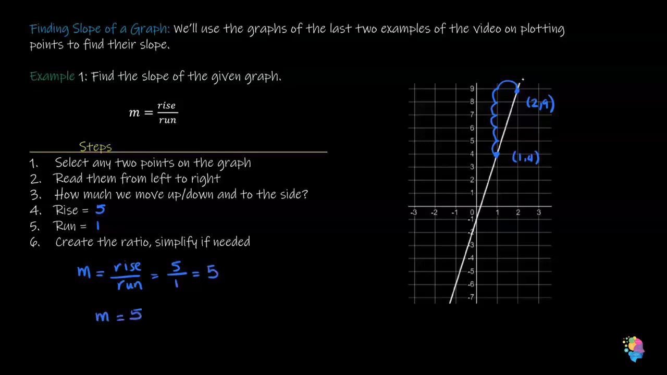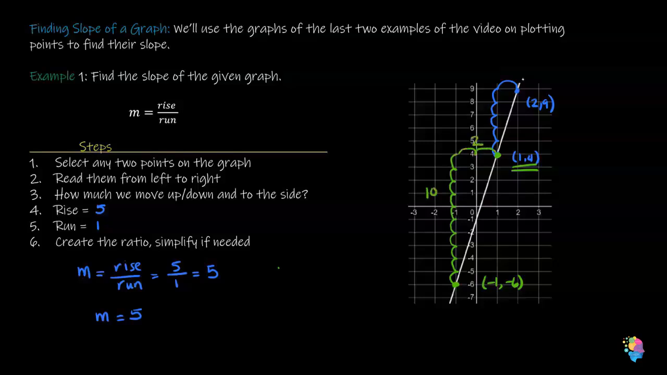Now, you don't have to select the points that I did. You can select any points that you want. For example, if I had selected, let's say, one from down here at (-1, -6), and then I selected that (1, 4) again. Then for this one, I will have to move 1, 2, 3, 4, 5, 6, 7, 8, 9, 10 units up and 1, 2 units to the side.